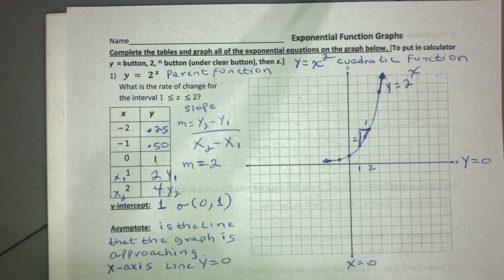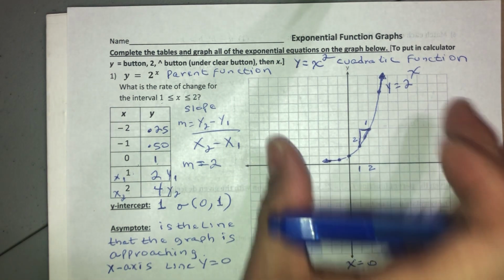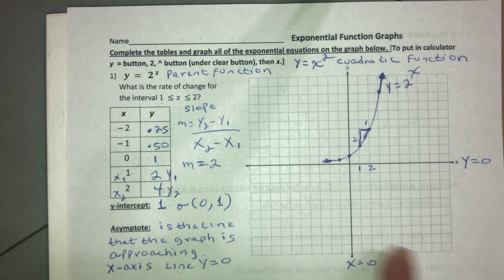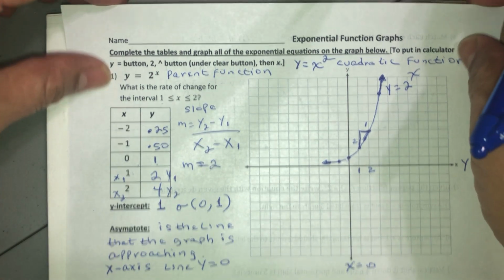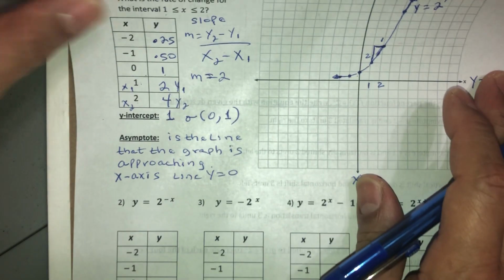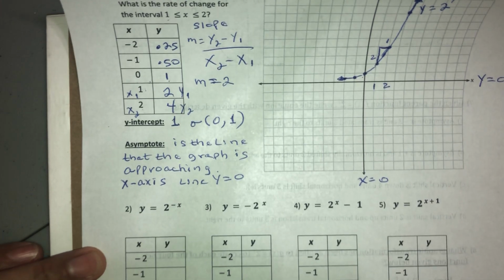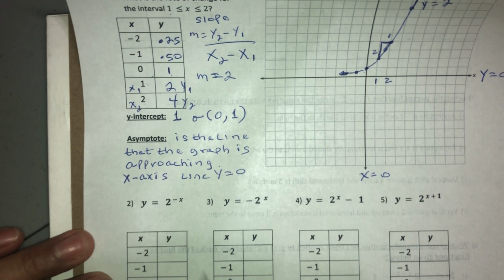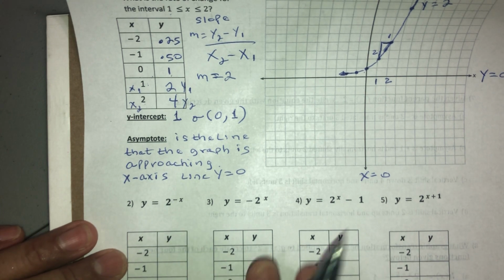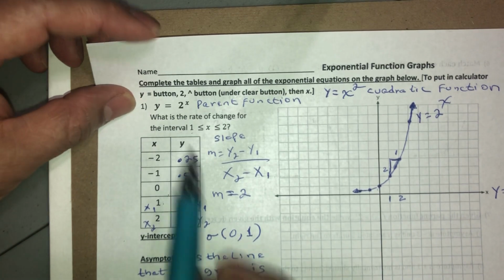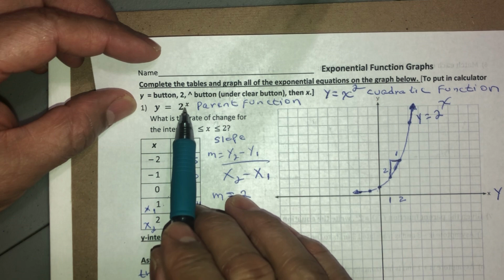Okay? So for this other one here, we are going to do the same thing, and we're going to graph them here, because here we will start doing transformations. So let's take a look at the first one. The first one, we have y equals 2 to the negative x. So if you compare this to the parent function, the only thing we did is that the x becomes negative.